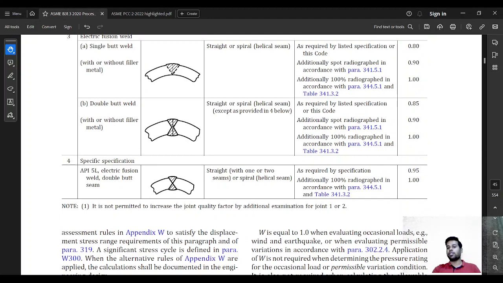85% is listed by this code. If it's a spot radiograph, then it is 90%, and if it's 100% radiograph, then it is 100% or 1. Specifications: API 5L electric fusion butt, double butt seam, straight or spiral. Required by the specification is 90%. If 100% radiograph, then it is going to be 100%.